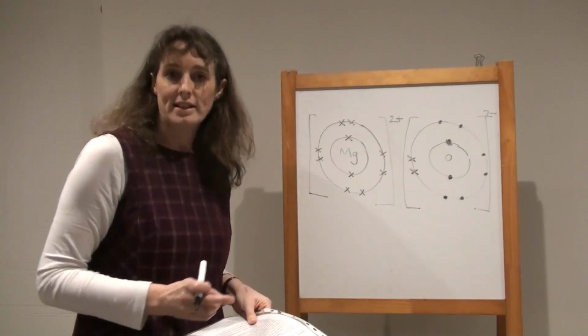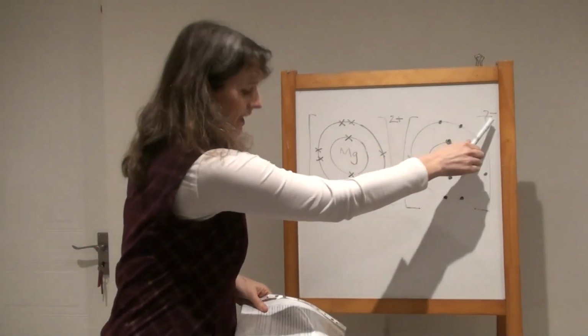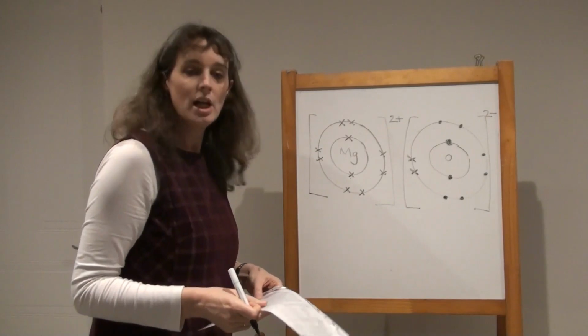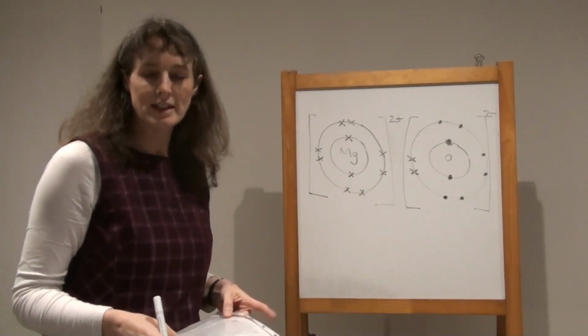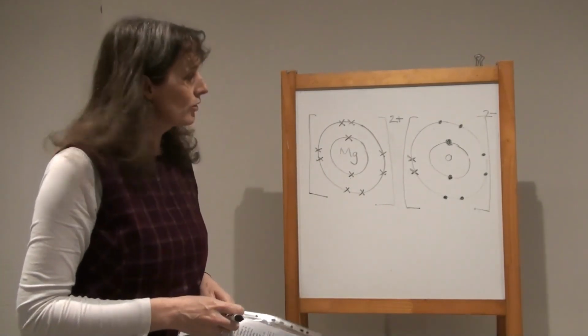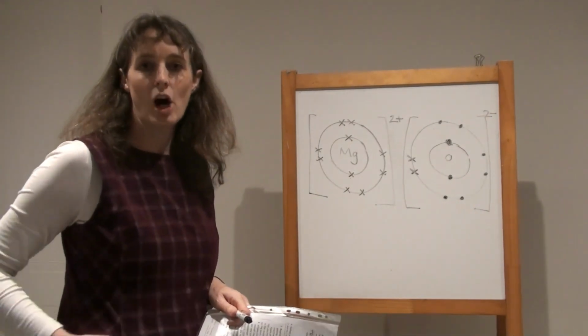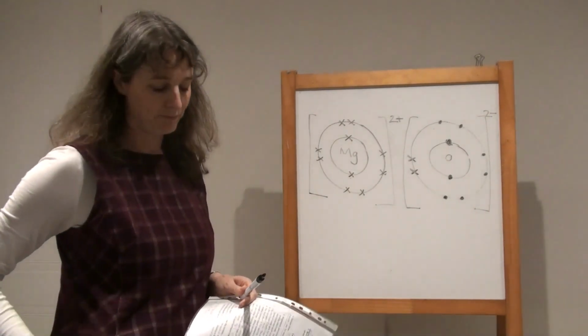So that was what you had to answer. The specific charges in question 5 relate to those charges there. You were asked in question 6 what type of bond that was. Of course, we've been studying ionic bonding, and so the bond is an ionic bond.